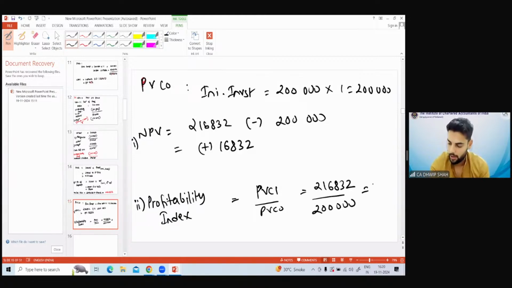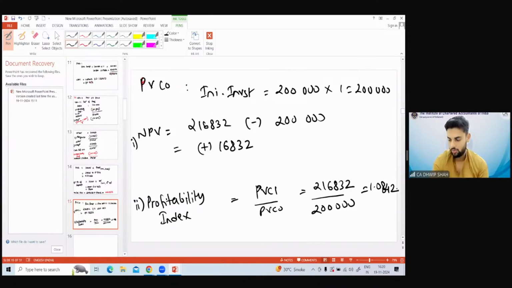Comes to 1.0842, PVCI upon PVCO. Sukena is also correct. So, understood, the unique point or the unique adjustment in this question was about identifying the opportunity cost.